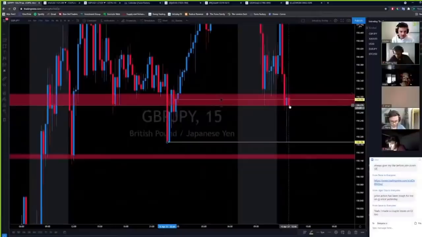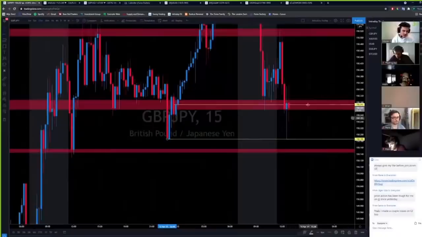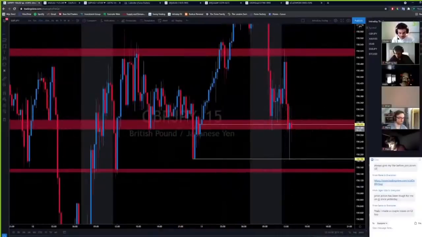But yeah, I think it was a really good idea of you to close 50% of the trade at break even and then the full position once this 15-minute closed bullish. I think that was a perfect way to manage the trade.